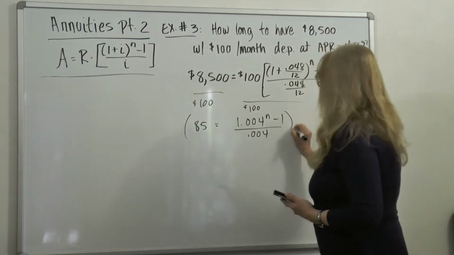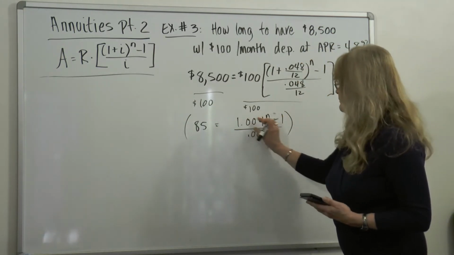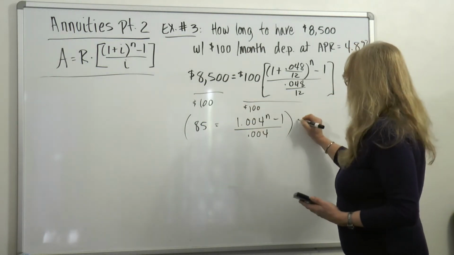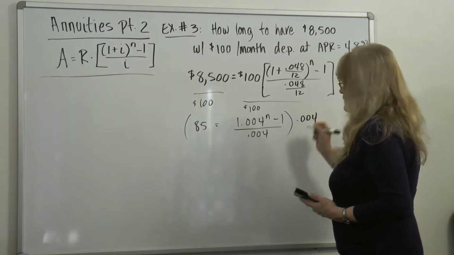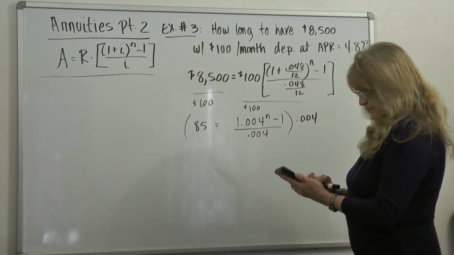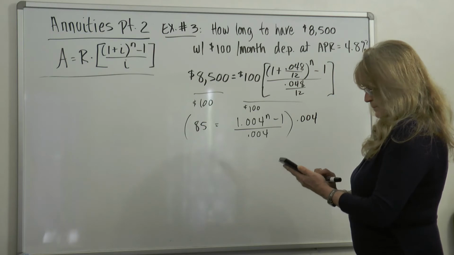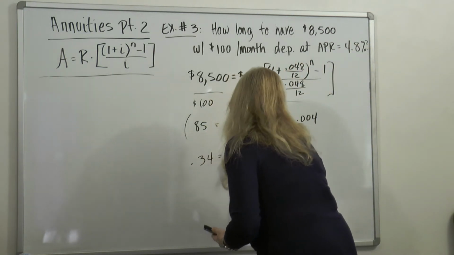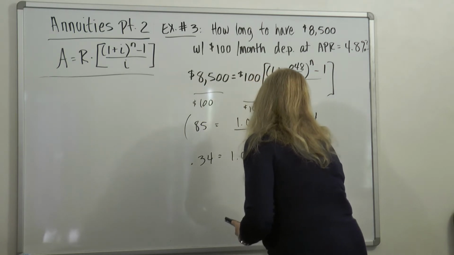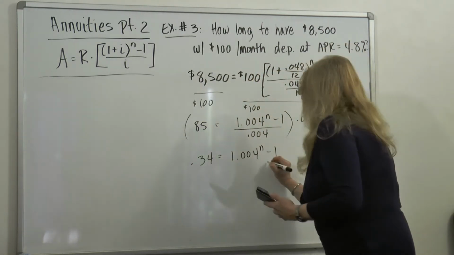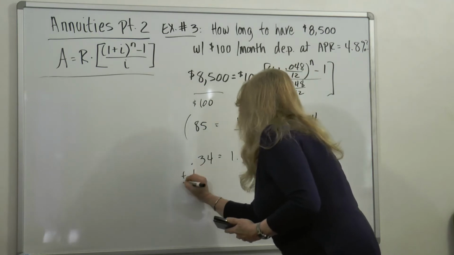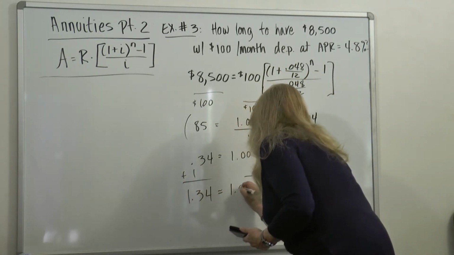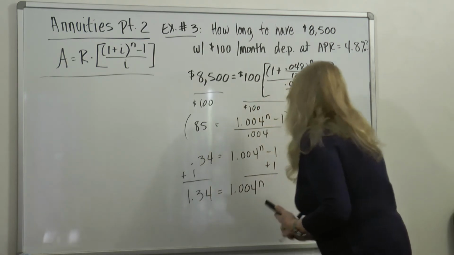Alright, so just going to start chipping away until I can get this to be by itself, and then I'll do the natural log thing and bring the N down. So multiply both sides by 0.004. So 0.34 equals 1.004 to the nth power minus 1. So then you just add 1 to both sides. So 1.34 equals 1.004 to the N.